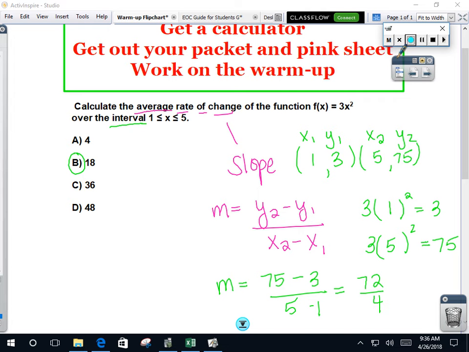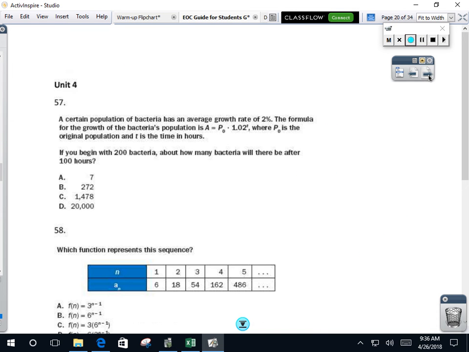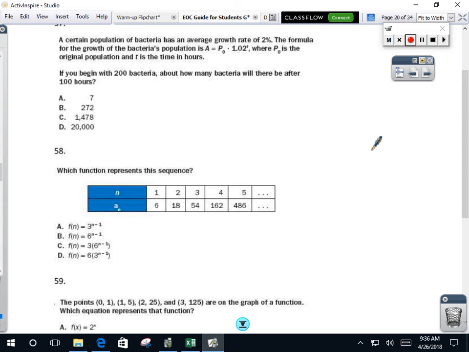Okay, so turn to page 20. We're starting Unit 4 today. A certain population of bacteria has an average growth rate of 2%. The formula for the growth of the bacteria's population is A equals P sub 0 times 1.02 to the T power, where P sub 0 is original population. So that P sub 0 represents the original population, and T is time in hours. So that T represents time in hours.